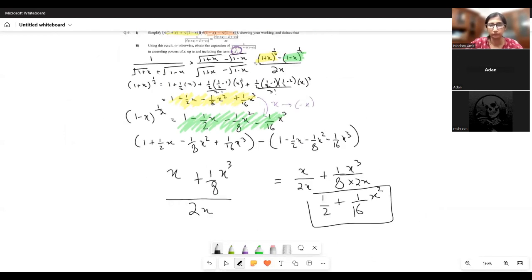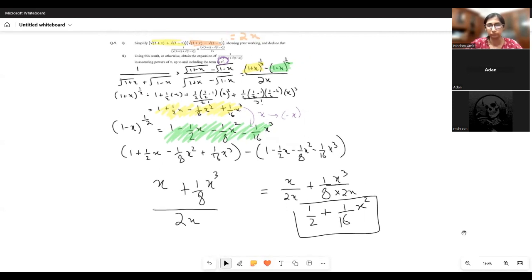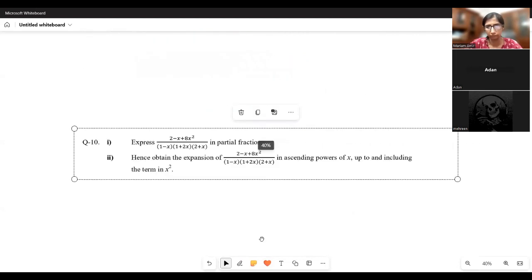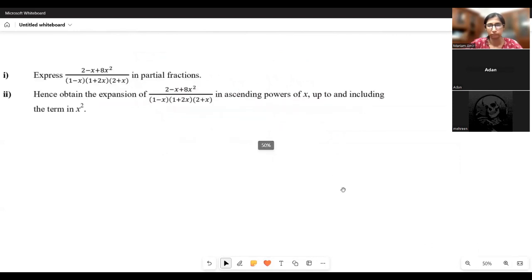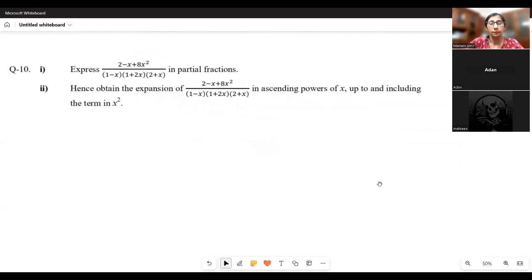That's question number 9. Question B. Part 1 is express that in partial fractions.